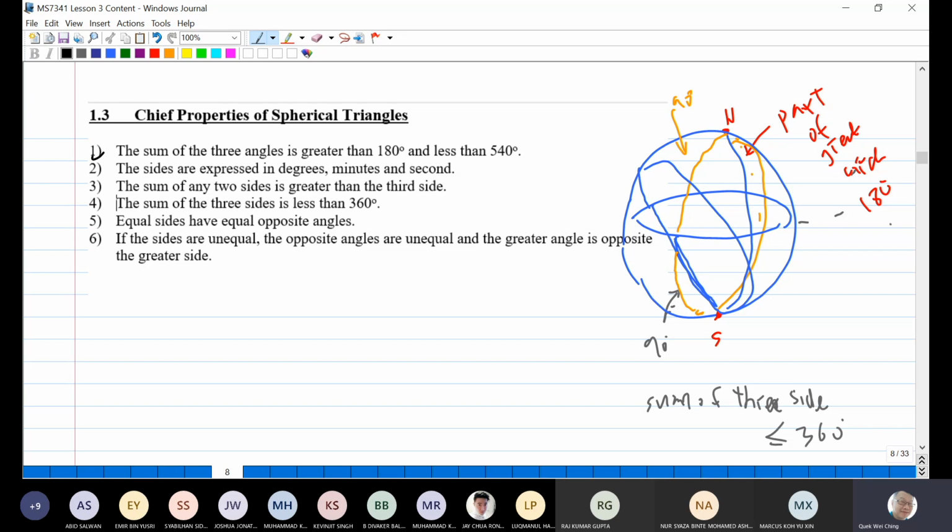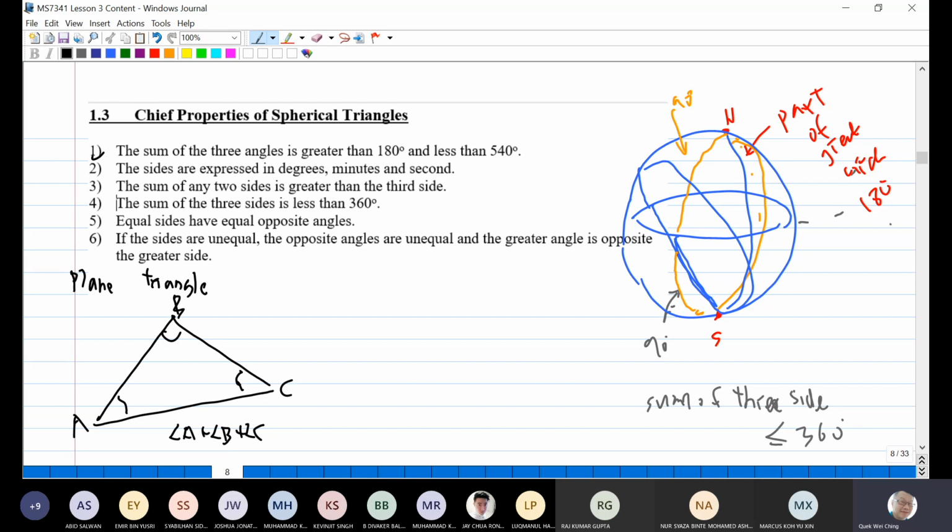Why is it so? Let's recall the plane triangle. If you have a plane triangle, then the three sides are straight lines. A, B, C. So you get angle A, angle B, angle C. For a plane triangle, we know angle A plus angle B plus angle C, all together is 180.